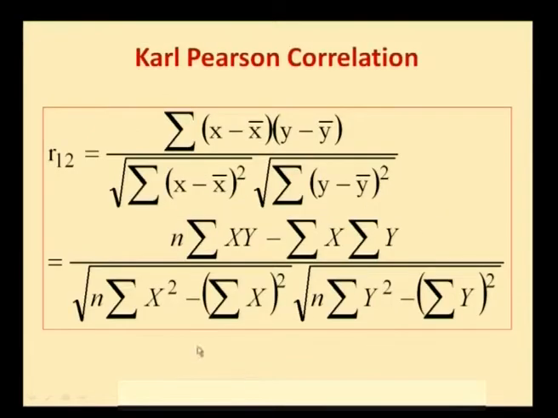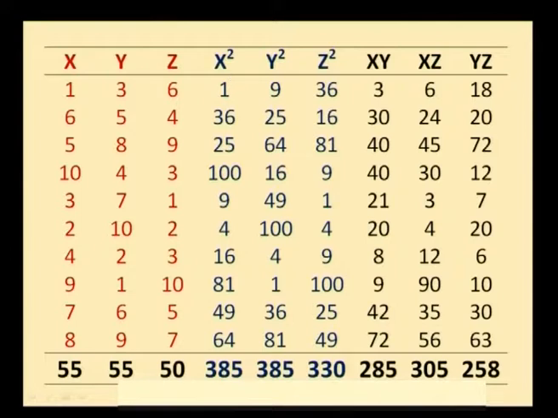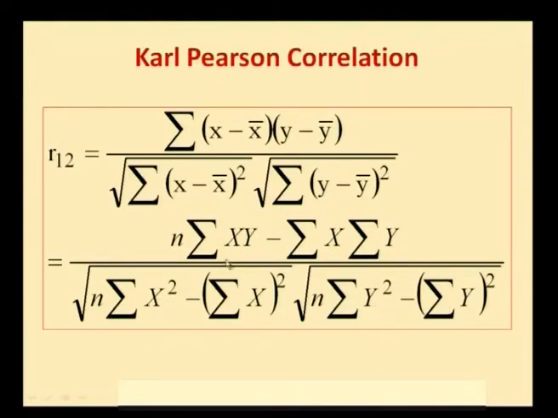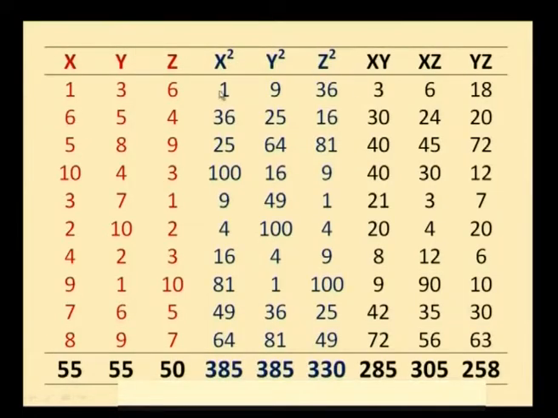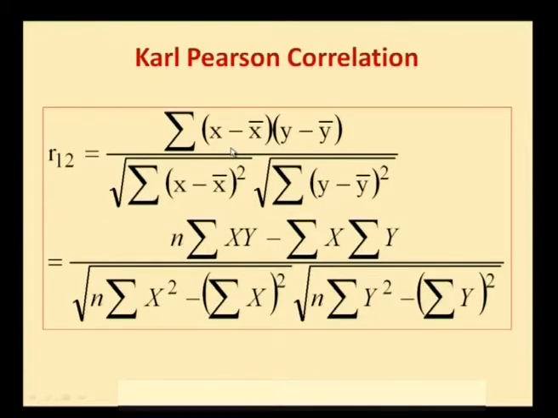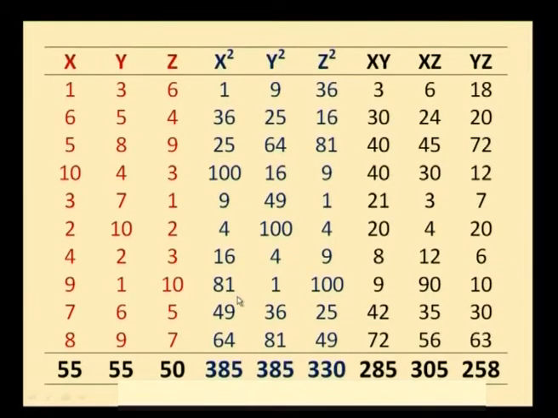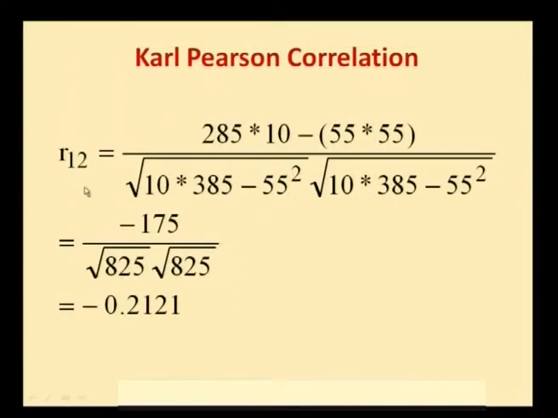If you look at, for example, summation of x square and summation of x the whole square, the fourth column and the first column are necessary. Similarly for y square and y, and then for the cross product, the seventh column, where 285 has to be plugged in, and that is what happened here. So, I plug all those required values from this table into the formula, and I get a Karl Pearson coefficient of correlation of minus 0.2121.